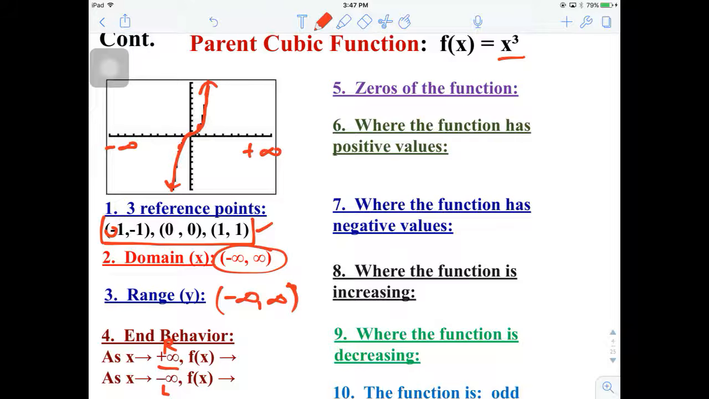As you can see, this is the function that's being graphed. As you go to the right, it's going to point upwards. So the end behavior is that the function goes to positive infinity as you go to the right.